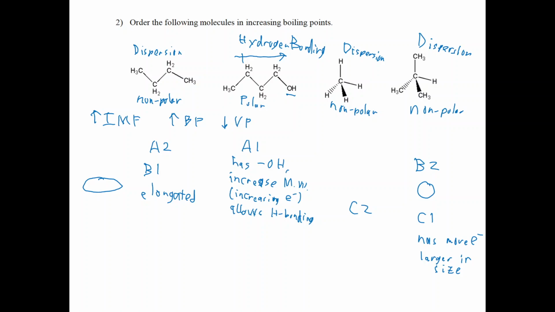So now we have compared all these, and I'm going to start off with the butanol again. Since that one is ranked higher than A2, we're going to say this one has the highest intermolecular force. If it has the highest intermolecular force, that also means it's going to have the highest boiling point. Then the one on the far left is higher than B2, and so this one's going to have the second highest intermolecular forces.